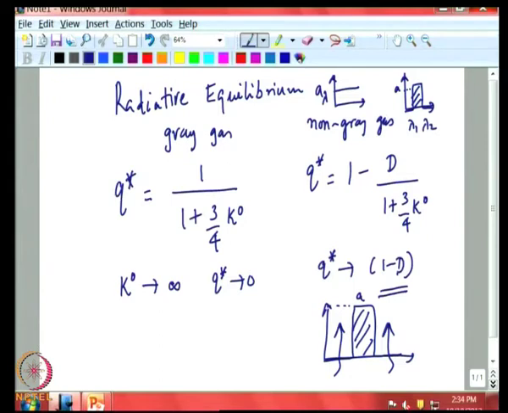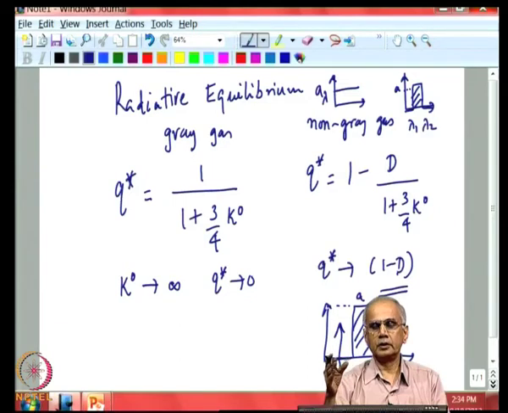Since all the real world situations that we encounter are non-gray, we must recognize this important difference between gray and non-gray behavior. This clearly tells us that the gray gas approximation, although very useful to teach certain basic methods and techniques, will not be useful to really deal with the real problem, because the results it will give, especially in the thick limit, are not realistic. So, we must understand the non-gray behavior of these gases.